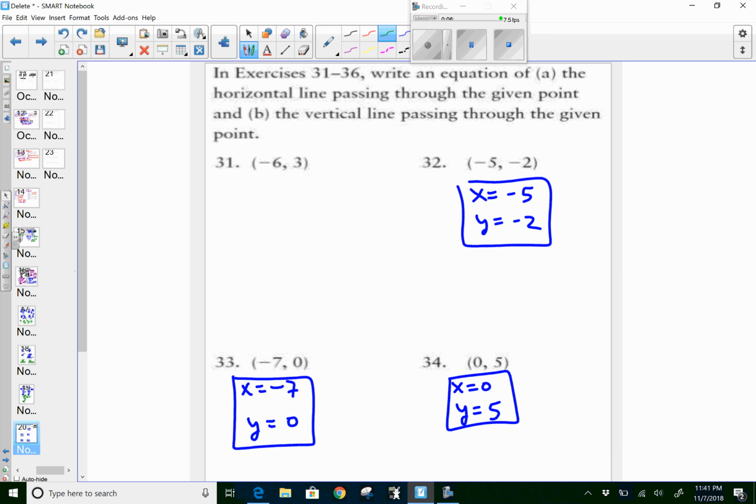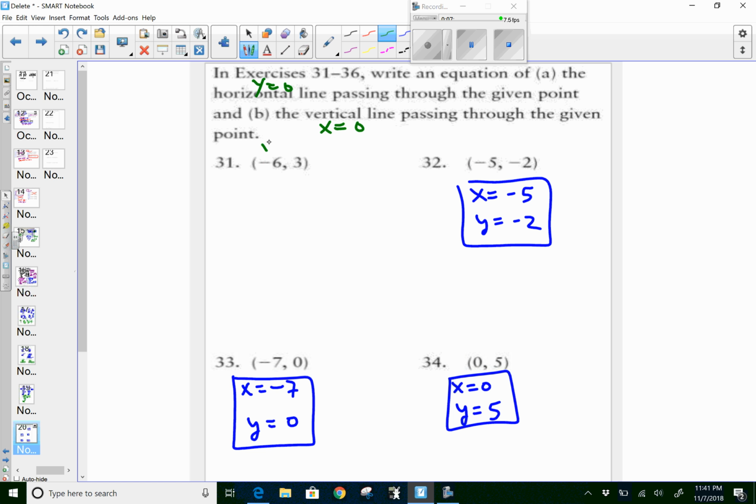This one, I didn't even go through this. You seem to know this when I asked you this. So write an equation of a horizontal line passing. Horizontal line is where y equals a number, and vertical line is where x is equal to a number. I just say like vertical line x equals 0, 1, 2, 3. Horizontal line 0, 1, 2, 3. Same thing with negatives. Okay, so it's very simple to do.